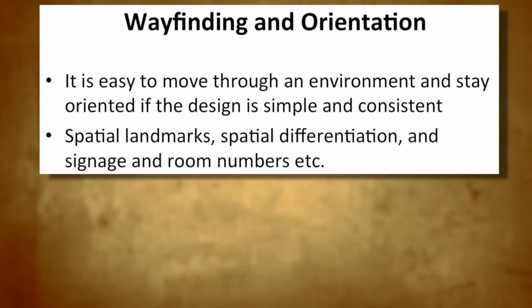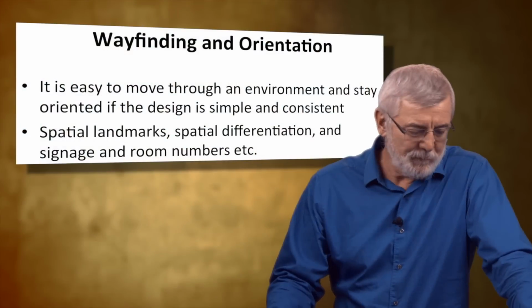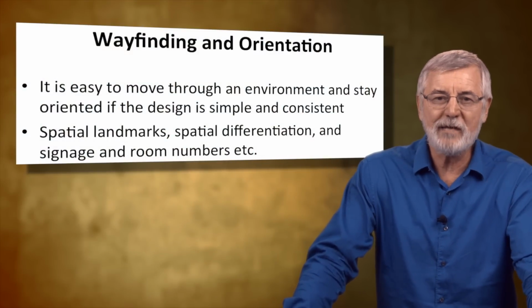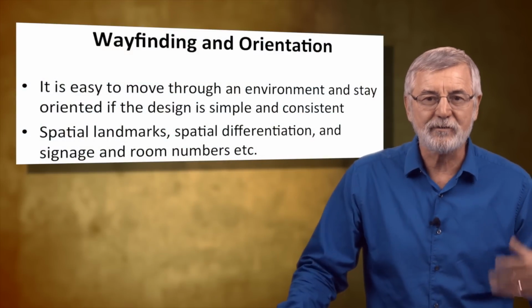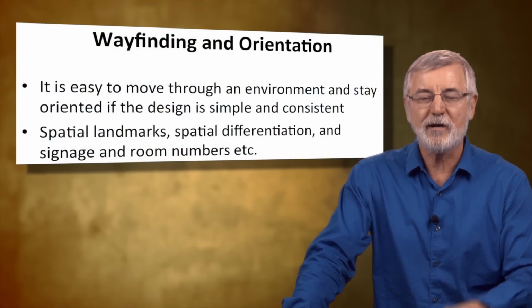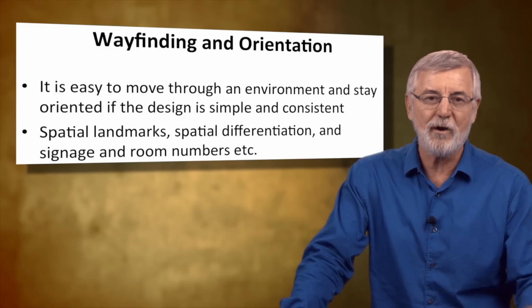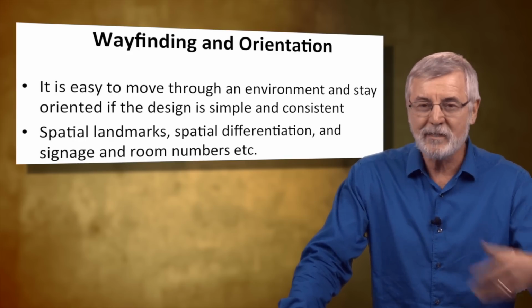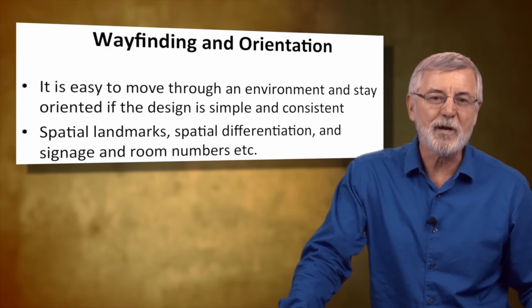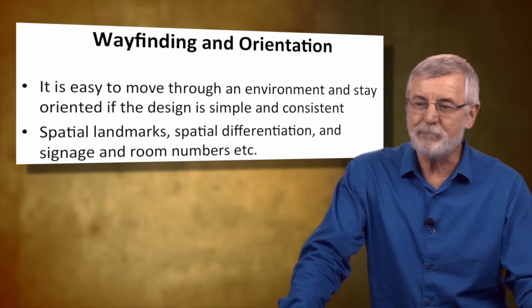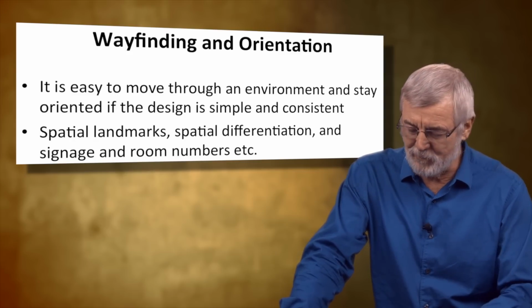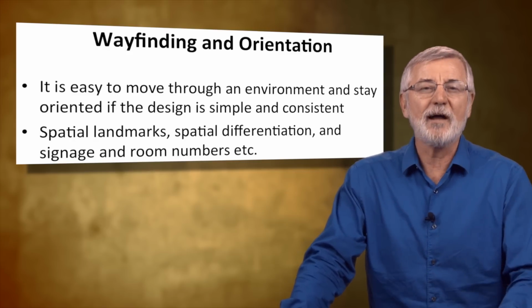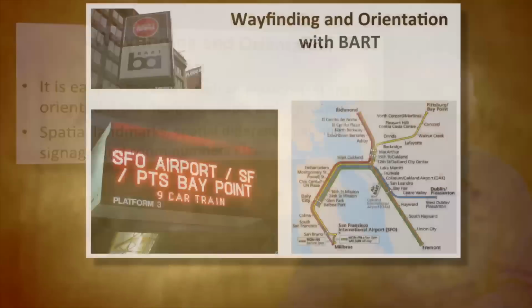Another aspect of service-scape design is wayfinding and orientation. How do you help people find their way through the environment? Some environments are very well designed with lots of landmarks or signage or differentiation, maybe different colors on the floors or the walls or things like that to help you understand different buildings, to help you know where you are. Other buildings may be much less well designed, or maybe intentionally designed to make it hard to find your way.